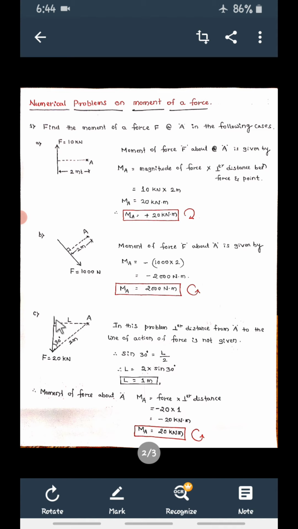Now third, same force, that is the moment of this force which is 20 kilonewton. Now the point A is here. In this case, see that, for this force and point A, what is the perpendicular distance? This is the perpendicular distance, but it is not given. This is given. So I cannot write moment at A is equal to F into 2 meter. No. It is not a perpendicular distance. So perpendicular distance between force and A is this L.